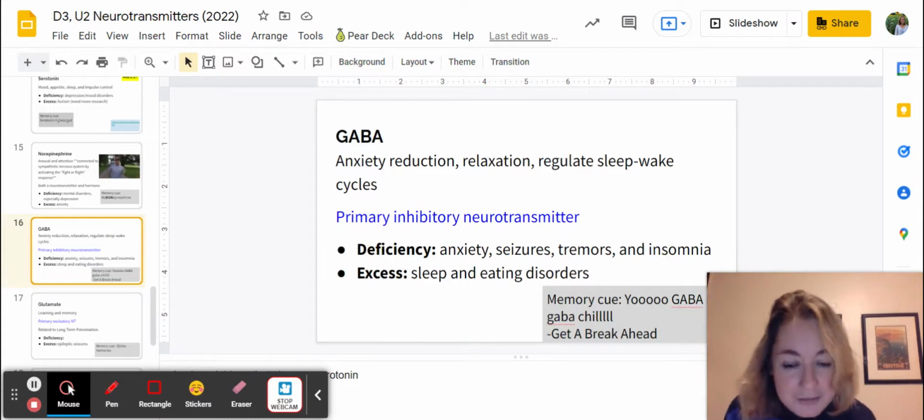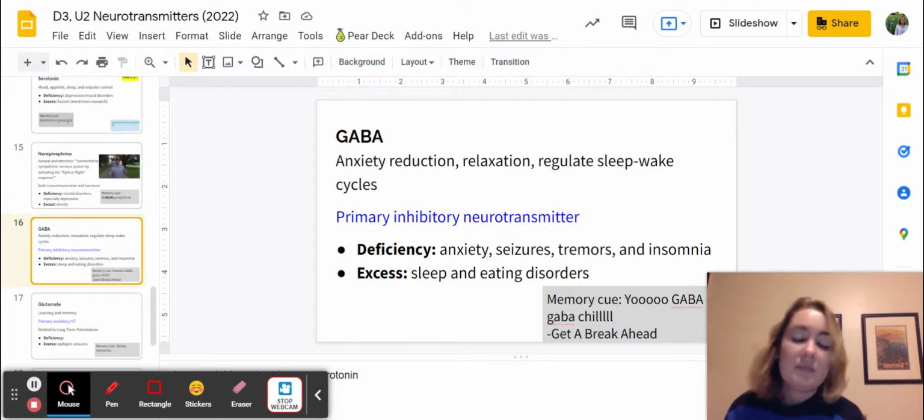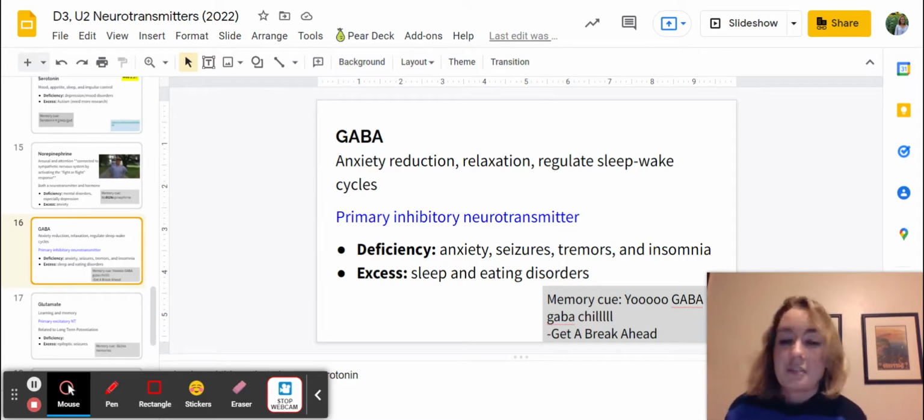Fun one, GABA. GABA is our primary inhibitory neurotransmitter. And like I said, inhibitory is the stoplight of those two broad categories. It's the one that's saying, okay, let's slow down this message and kind of put it to a stop. So GABA is tied in with anxiety reduction, relaxation, regulating our sleep-wake cycles, and chilling us out. So it's our chill out, calm down neurotransmitter.